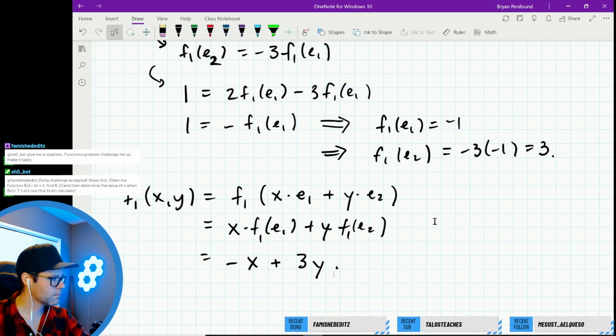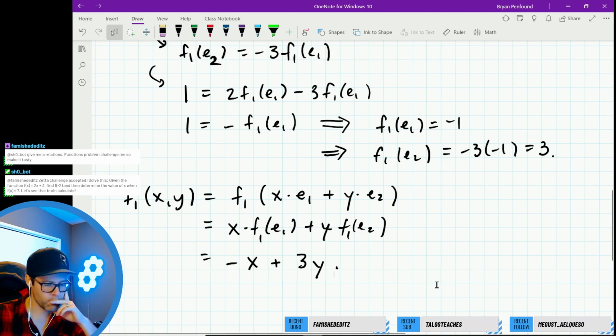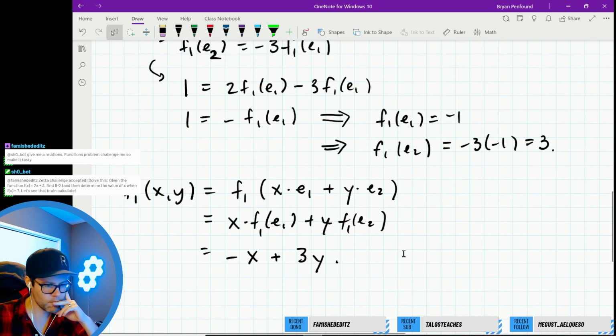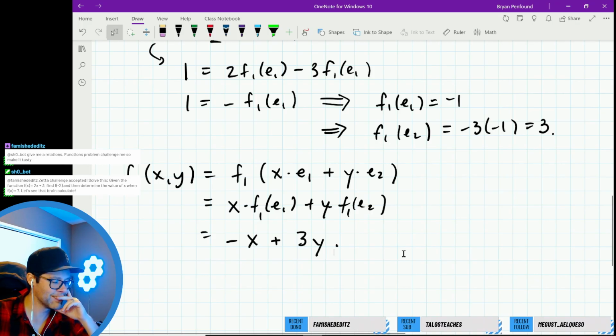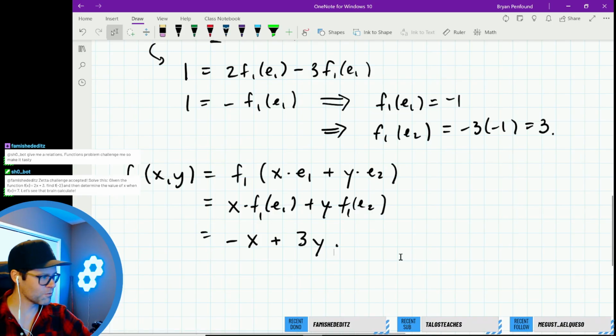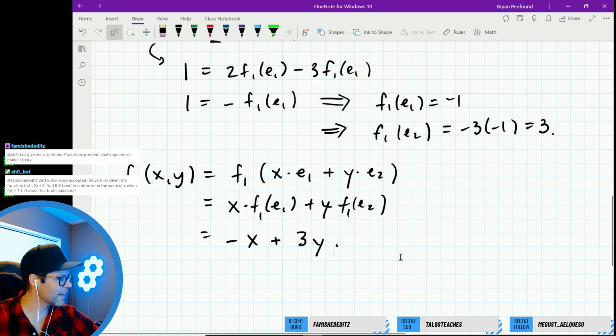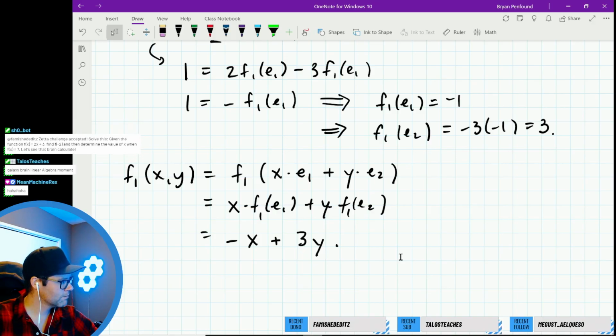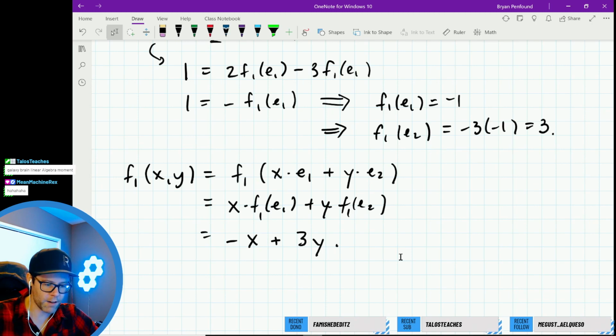Zeta challenge accepted. Solve this. Given the function at chicks, say out ours 2x plus 3, find F2, and then determine the value of x when it checks brain. Let's see that brain calculate. Poor show. Just can't read mathematical content yet. Galaxy brain linear algebra. Okay, focus. Basis vectors, here, are gonna act like our fingerprint.